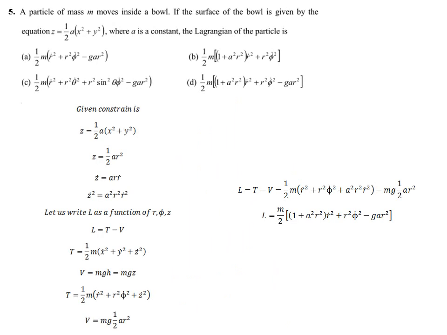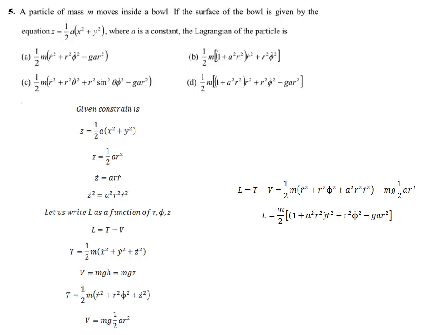Question number 5. A particle of mass m moves inside a bowl. If the surface of the bowl is given by the equation z = 1/2 a (x^2 + y^2), where a is a constant, the Lagrangian of the particle is. So here there is a constraint, that is z = 1/2 a (x^2 + y^2). So that reduces the degrees of freedom by 1.